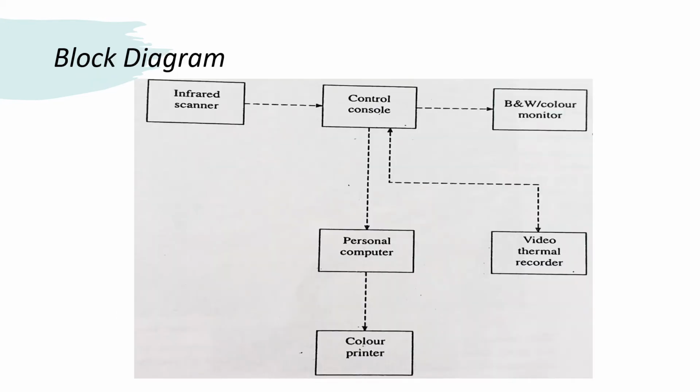Next is the block diagram. The detection system for infrared imaging can be a contact system such as cholesteric liquid crystal, or a non-contact system such as a thermographic camera.